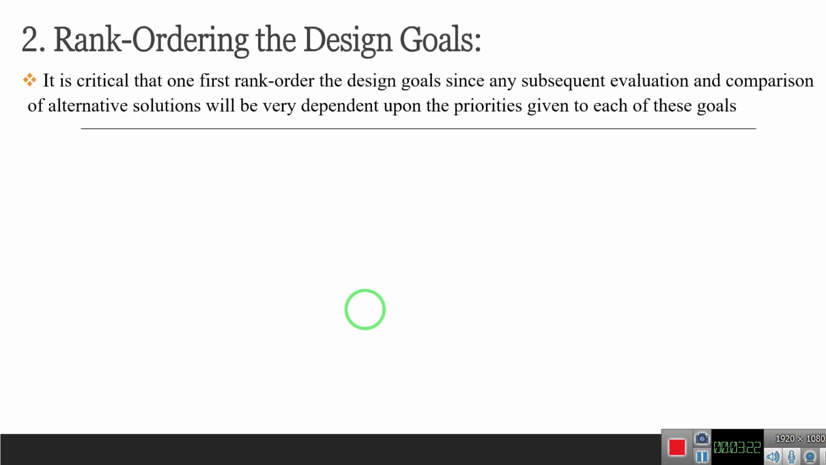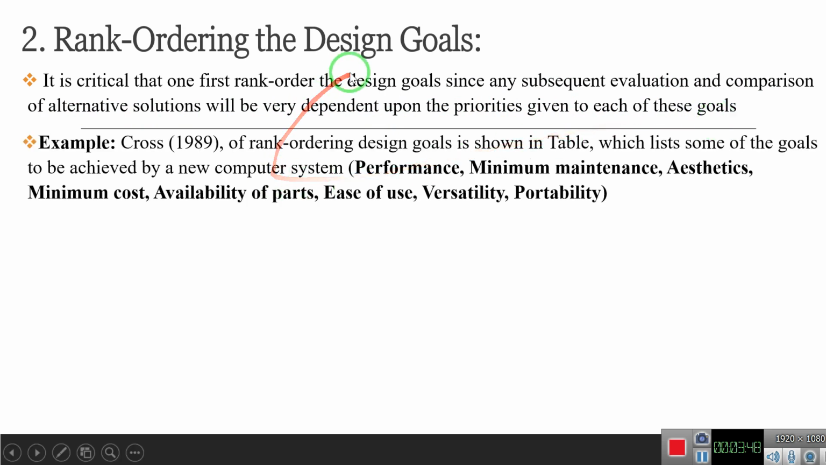So rank ordering. It is critical that we first rank order the design goals, since any subsequent evaluation and comparison of alternative solutions will be very dependent upon the priorities given to each of these goals. That means we have to order the goals in ranks: first rank, second rank, which is not important, which is important. That is what it tells. Some example is there so that you will understand easily.